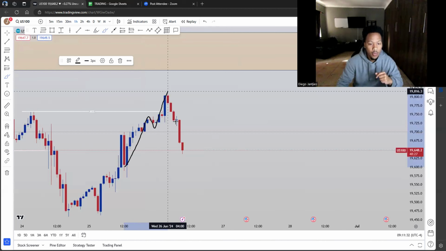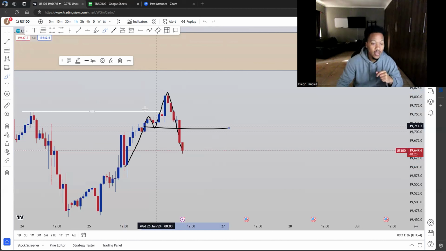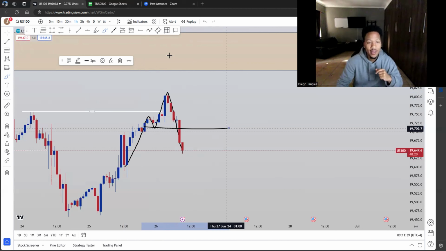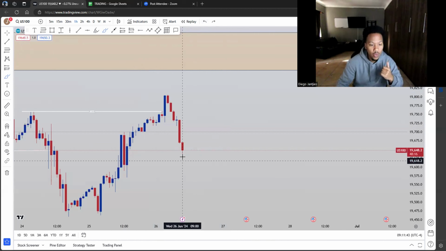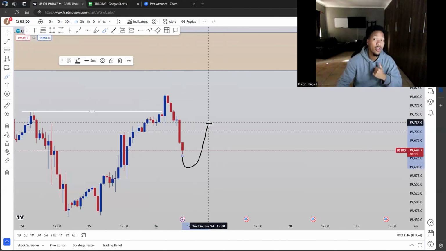Correction, up we went, down we went, right over there. We have found ourselves creating a nice little break over there as well, right? So can this be an area where I can potentially look for some beautiful longs when it comes down to the New York Open, right?